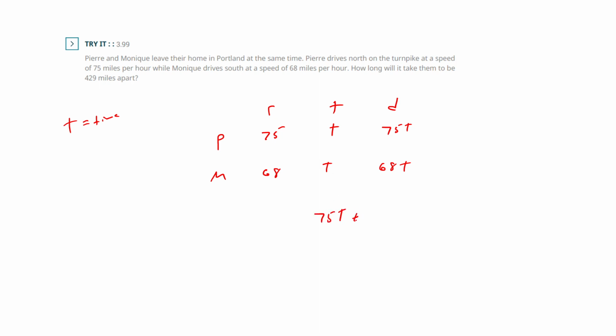And lastly, at the end of this time, they're 429 miles apart. This is why I don't like t's. They look like the addition. So we're going to combine like terms here. I get 143. Now, all that's left is divide both sides by 143. So the time is 3 hours.